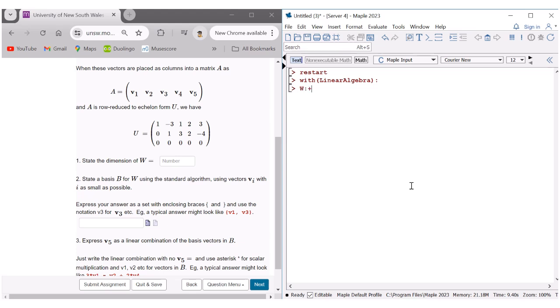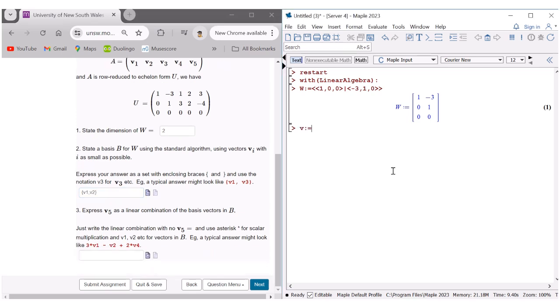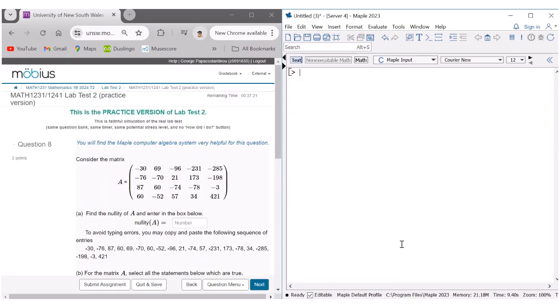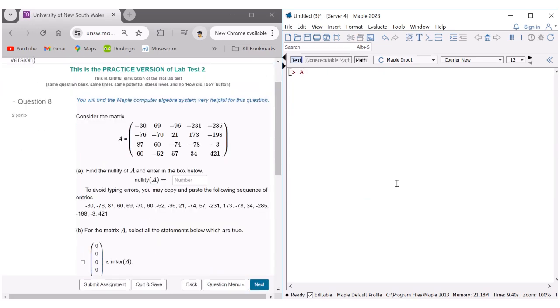Now with linear algebra. So W is two dimensional, and it's the first and second one. Let's type this in first. Okay, so it should be V1 and V2, and V is the fifth column. So linear solve of this. I don't think many people know you can do this, but this is like the quickest way to do it, I think. Okay, so got this question now.